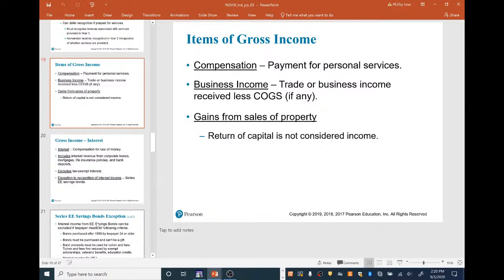Next, business income. Business income is going to be the total receipts of gross income for service businesses. And then the gross margin, which is the total sales less the cost of goods sold, is going to be the gross income for manufacturing, merchandising, and mining businesses. So it's going to differ between the two types of businesses, whether it's in the service industry or if it's in the merchandising, manufacturing, or mining industries. Okay.